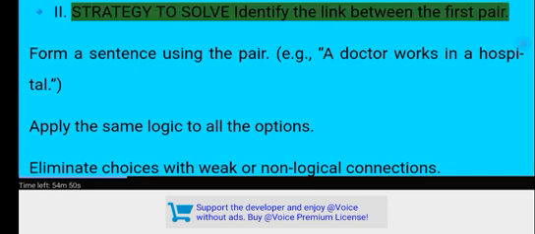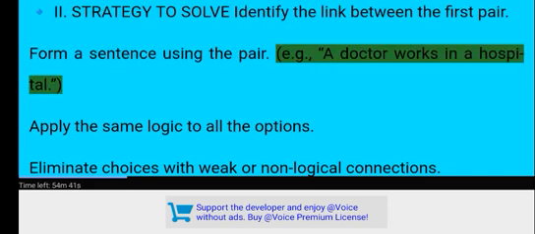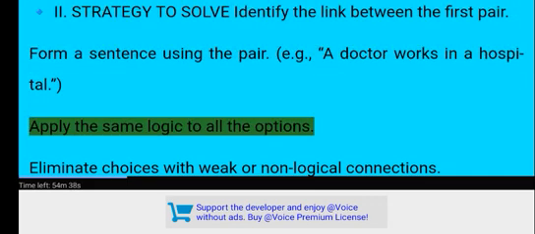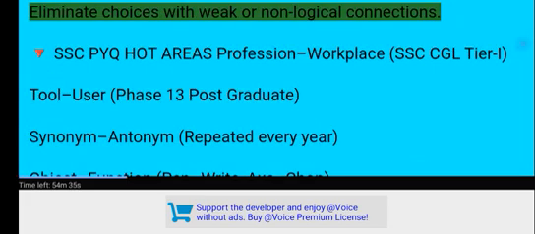2. Strategy to solve. Identify the link between the first pair. Form a sentence using the pair, e.g., a doctor works in a hospital. Apply the same logic to all the options. Eliminate choices with weak or non-logical connections.